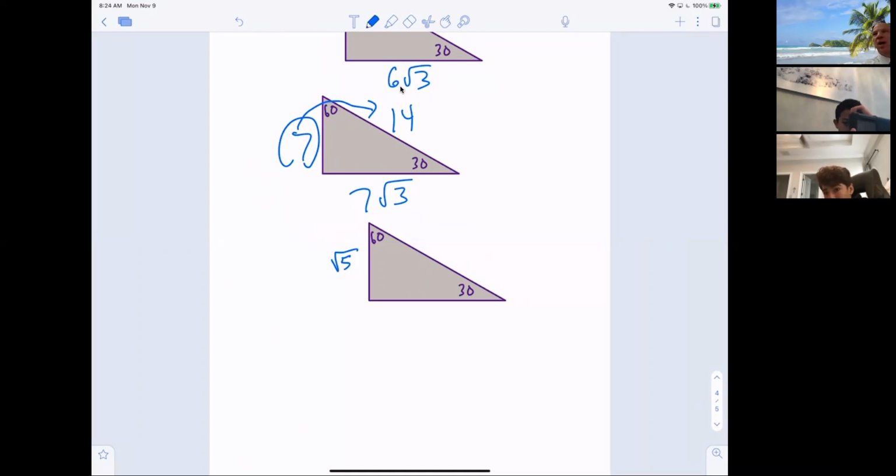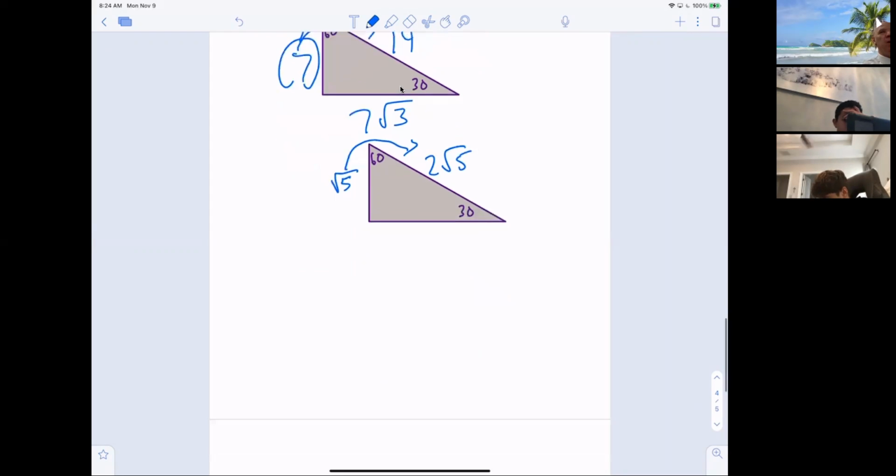Okay, that's much better. How do I get from 7 to 14? Multiply by 2. Multiply radical 5 by 2. That's a hard one. 2 radical 5. Yeah, that's embarrassing. All right, don't worry about it. Radical 5 times 2 when you're struggling.